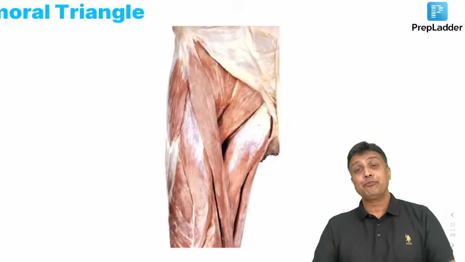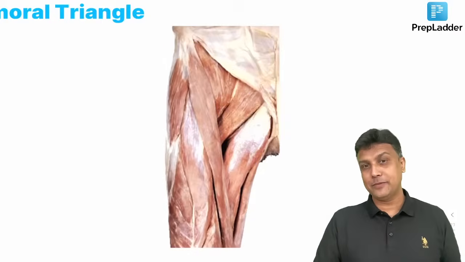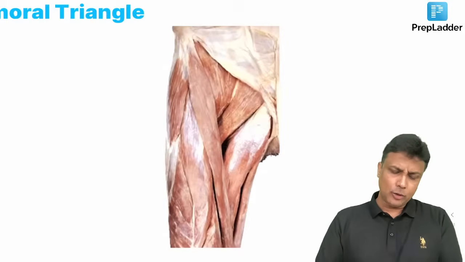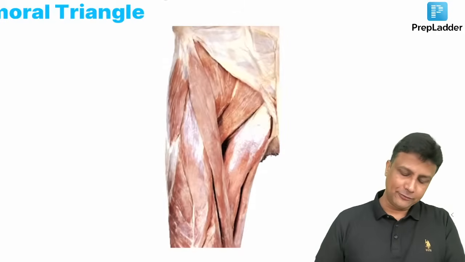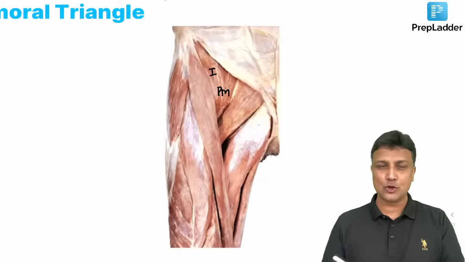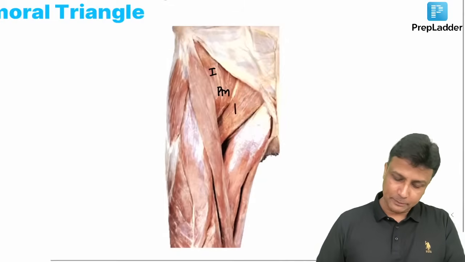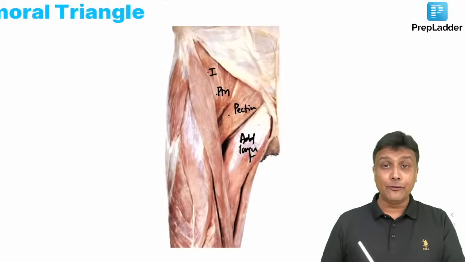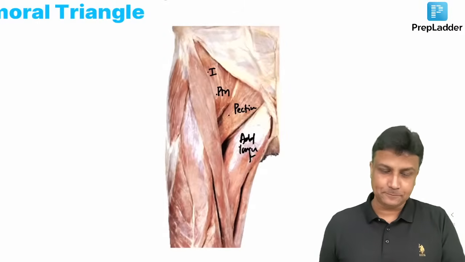Fine. Now, this was given as an image-based question. In this, they have asked about the floor of the femoral triangle. There are totally four muscles which are going to form the floor of the femoral triangle. Number one here, you'll have your iliacus muscle along with the psoas major muscle. You can remember them as iliopsoas. And this one here will be the pectineus muscle. And then finally, this one here will be the adductor longus muscle. All these four muscles are going to form the floor of the femoral triangle.